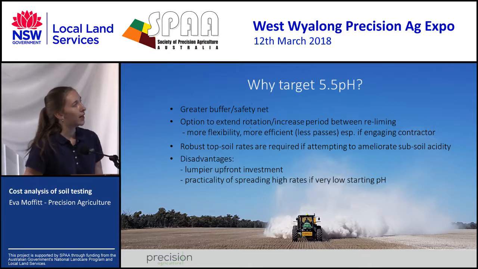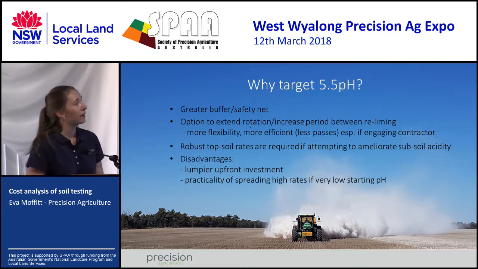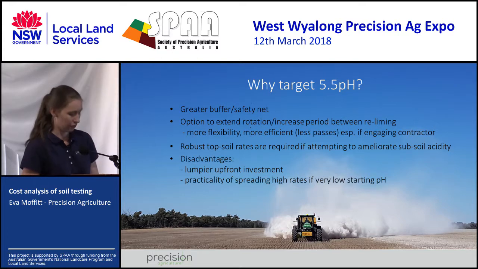Liming to a higher target pH means fewer passes, so especially if you're engaging a contractor, it's better to do more in one pass than lots of individual passes. Robust topsoil rates are required if you're attempting to ameliorate subsoil acidity. So if you've got acid soils down below, you're going to have to up your rates and work that in if you're going to do anything about it. Disadvantages, so it's a lumpier upfront investment is the main one, and then also just your practicality of spreading if you're starting at a very low pH.